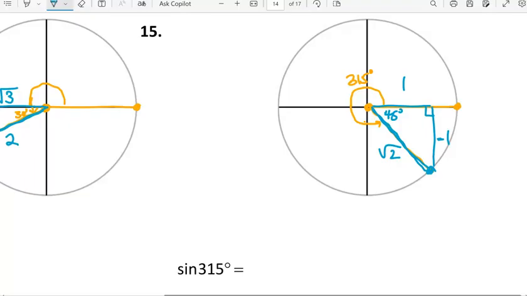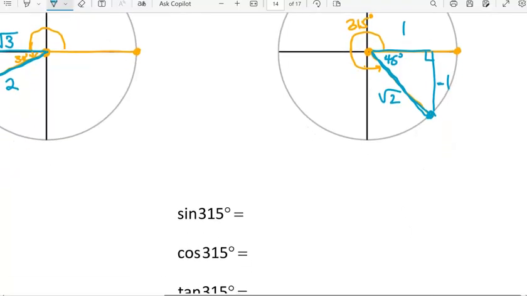Sine of 315 degrees is the ratio of opposite to hypotenuse. That's -1 over the square root of 2. When rationalized, that's negative square root of 2 over 2. Cosine of 315 is the ratio of adjacent to hypotenuse. That's 1 over the square root of 2. When rationalized, that's square root of 2 over 2.